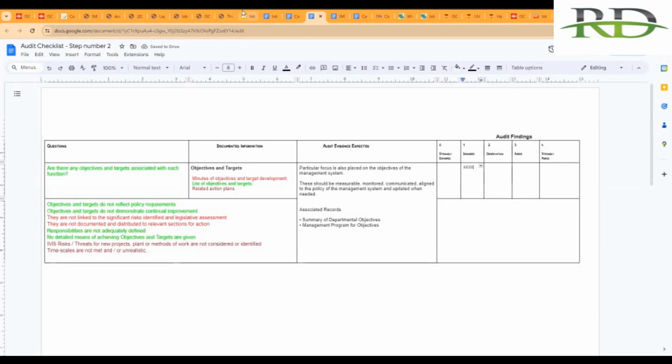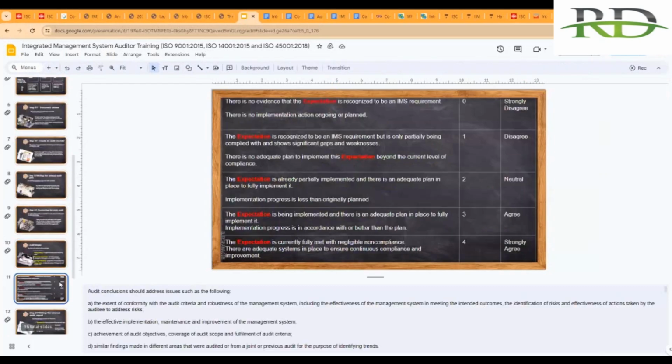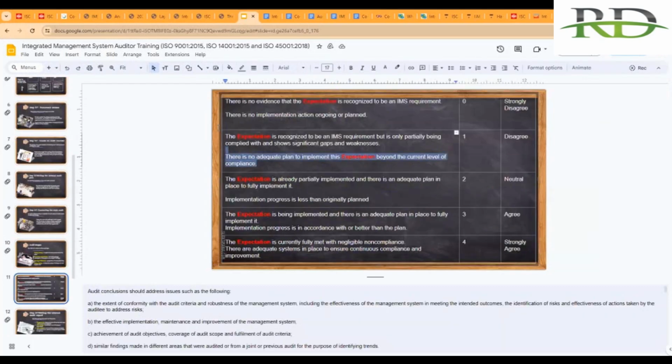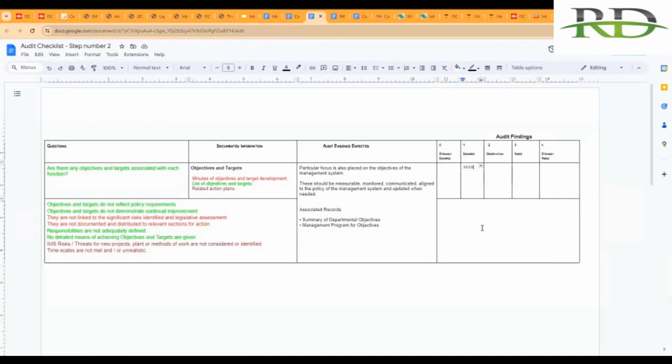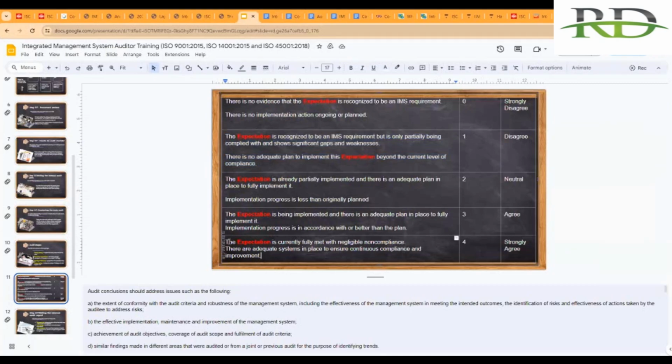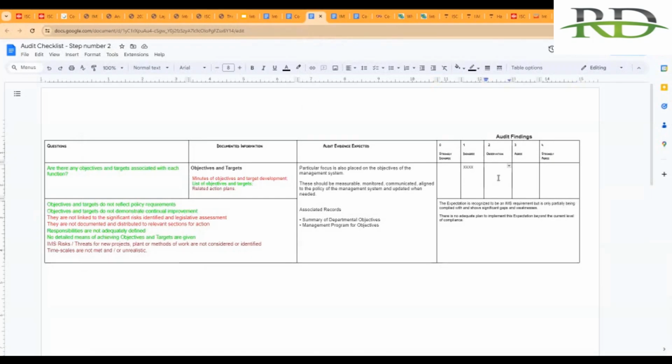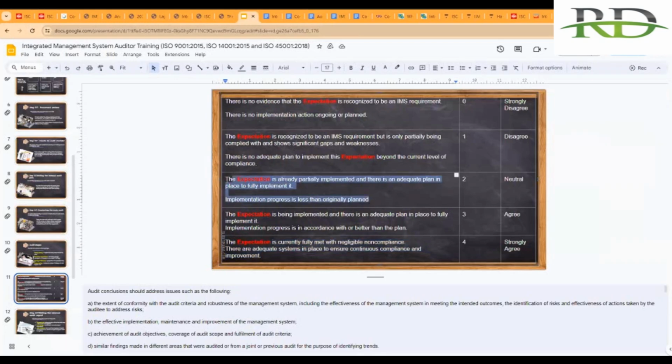You come over here, okay, and then you now generate the audit finding. If you disagree, you just copy this text like this, and then that is going to become your audit finding, like this. You see? And then if you strongly agree, this is going to become your audit finding. And if you're an auditor and you're neutral, your observation is that there are just minor things missing, then you're going to come and this is going to be your description right here. You understand? So this is now how you generate audit findings in an IMS.